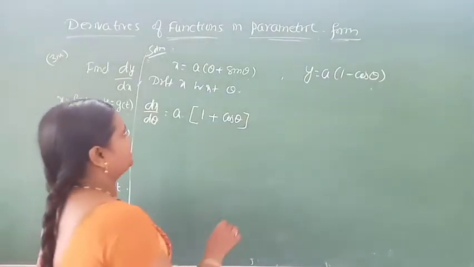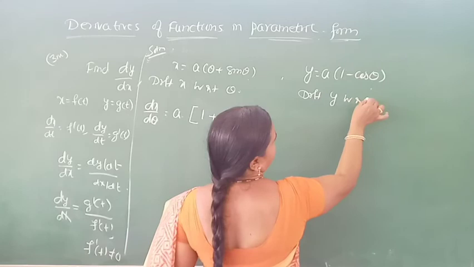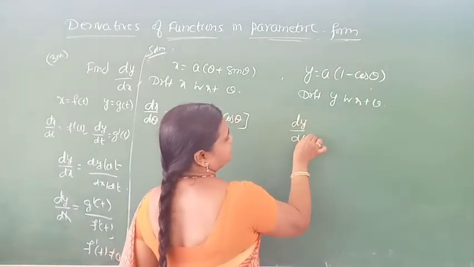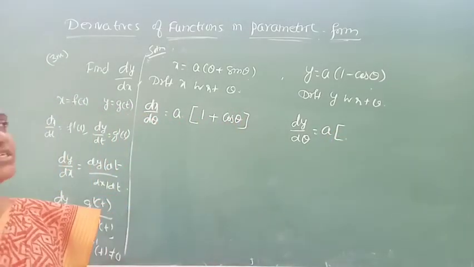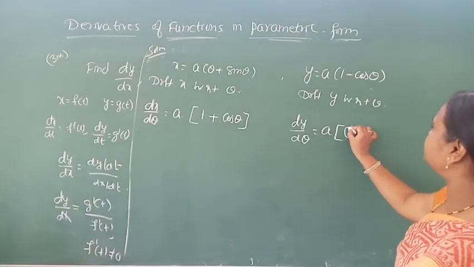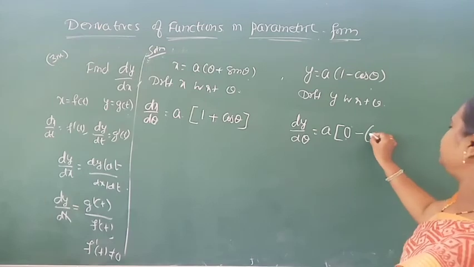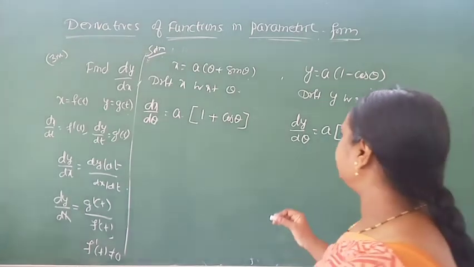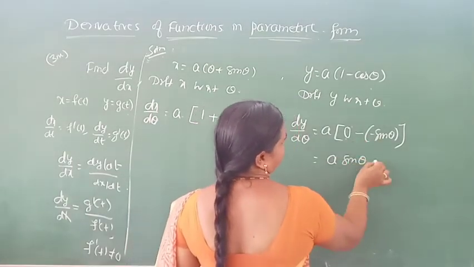Next, differentiate y with respect to theta. You get dy by d theta, a as it is, there is no change. And 1: differentiation of 1, 1 is nothing but a constant, constant differential is 0. Minus cos theta differential: cos theta differential is minus sin theta. Means we get a, minus into minus becomes plus, sin theta.